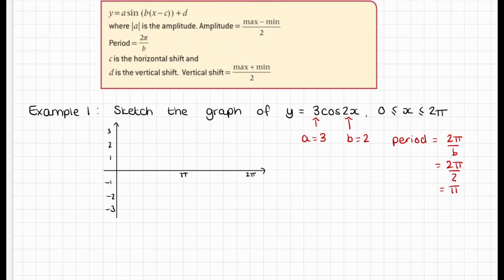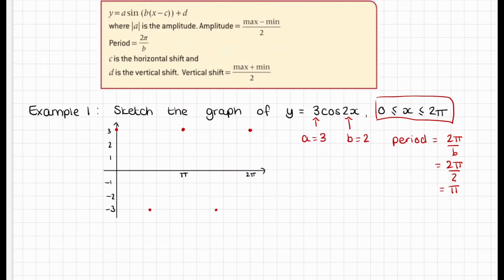Now, because the amplitude is 3, it means our maximum point will be 3, so that's where a cosine graph starts. Because the period is pi, it means it's going to stop at that point too. And because our domain that we're wanting to sketch is between 0 and 2 pi, it means it's going to do 2 full cycles, so it will then end at 2 pi also. This also then means the minimum is going to be halfway between those points at -3.